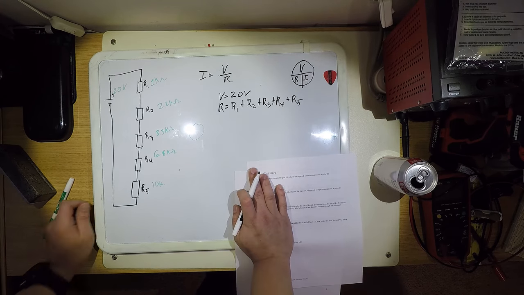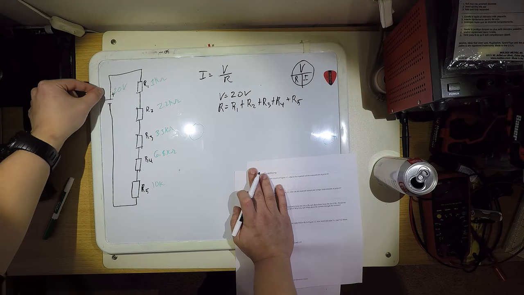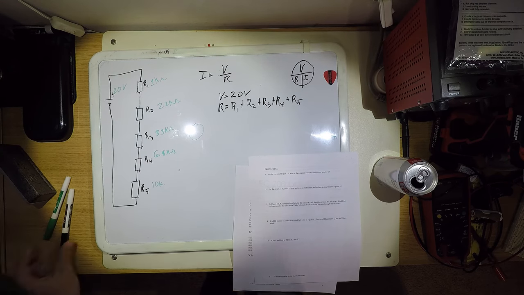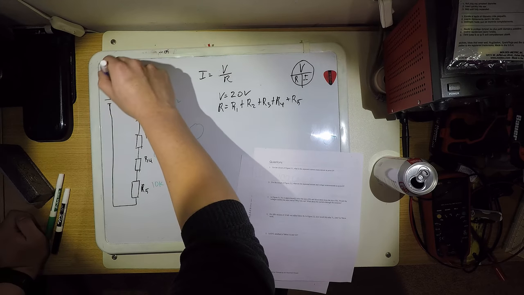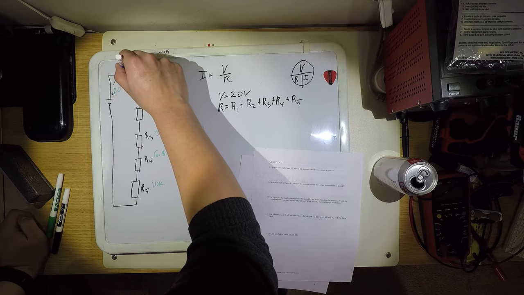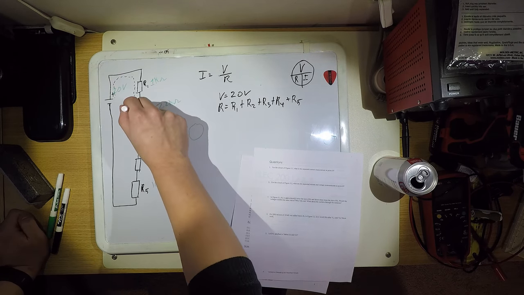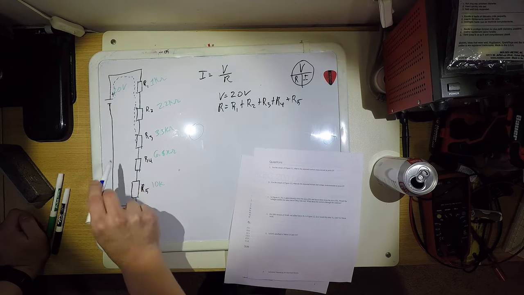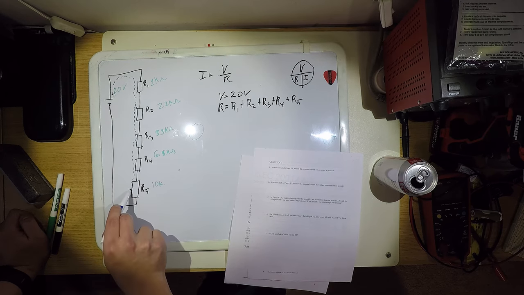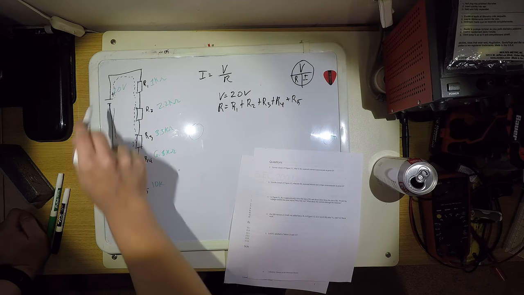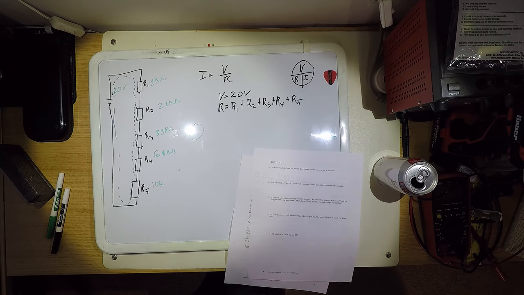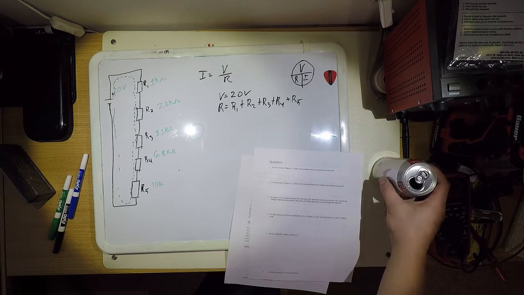How do we know that R5 is in series with everything else? All of the current that comes out of the positive terminal over here has to go through R1, has to go through R2, has to go through R3, has to go through R4, has to go through R5, and then back into our power supply, or current source, whatever you want to call it.